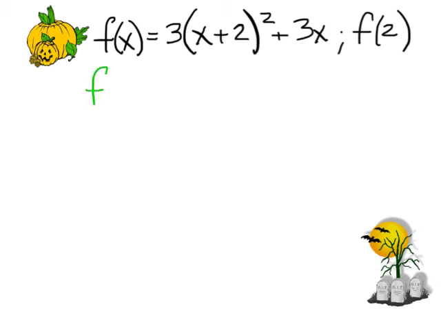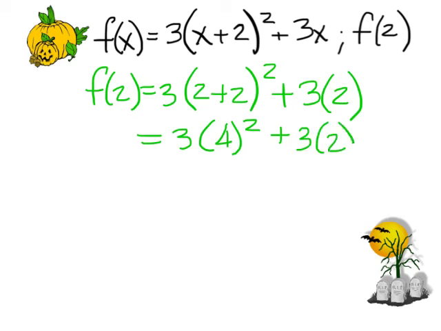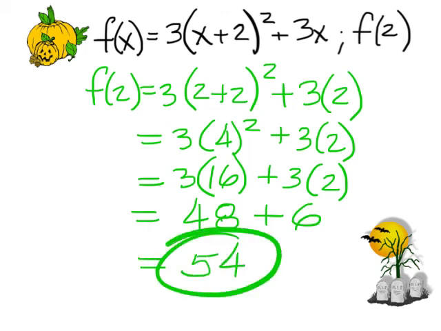Example number 8. f of 2 is 3 times the quantity squared of 2 plus 2, close the quantity, and then plus 3 times 2. 2 plus 2 is 4, and we will go back and square that to get 16. And then of course 3 times 16 is 48. 3 times 2 is 6. Your final answer should be 54.